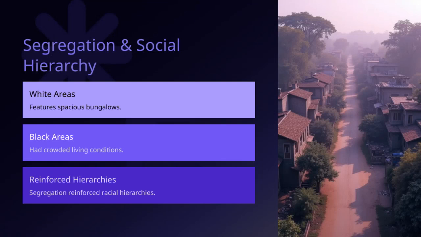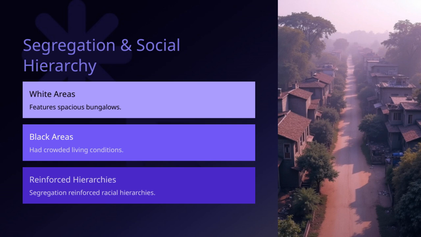Segregation played a significant role in reinforcing racial hierarchies during this period. It wasn't just about separating people physically. It also maintained social and economic inequalities. When we look at the living conditions, for example, Black neighborhoods often had crowded, less desirable housing. These areas were cramped and lacked many amenities, reflecting the lower social standing assigned to Black residents. In contrast, white areas featured spacious bungalows and well-maintained homes, symbolizing higher social status and privilege.